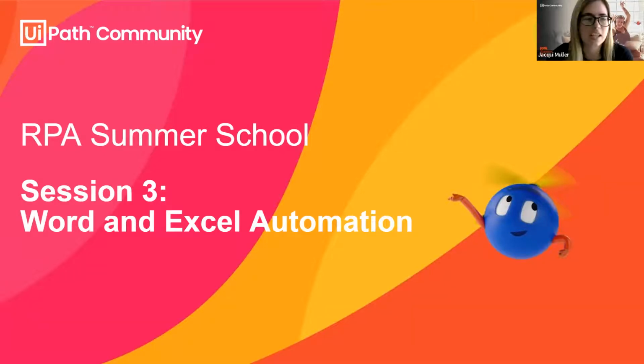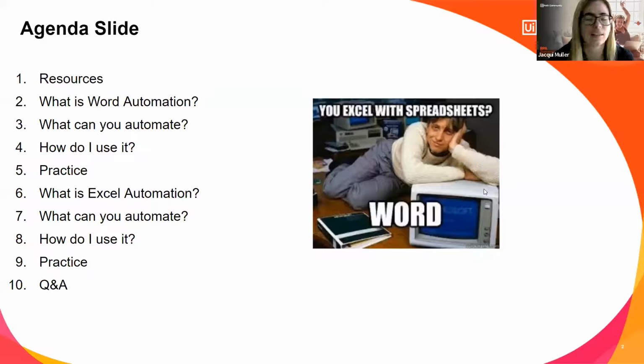What we're going to be doing today is taking you through some of the Excel and Word automations. Essentially, we'll provide different resources and exercises that we can do together, and then you can do as homework. Then we'll go through what Word automation is, what you can automate with it, and how you can use it. We'll put that into practice and then do the same for the Excel automation. Whatever is left over from the Excel automation will be homework, something you can practice when you have some time.